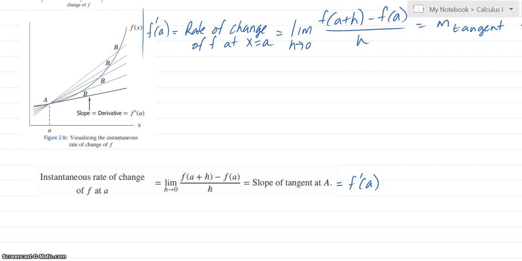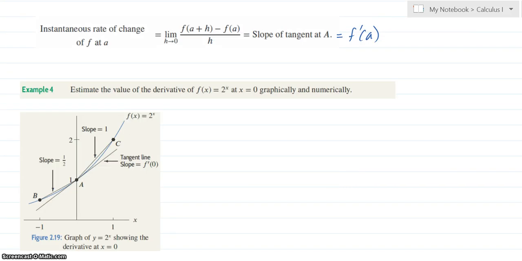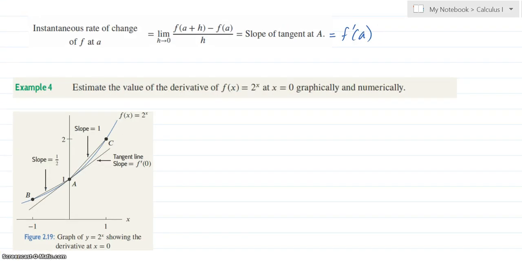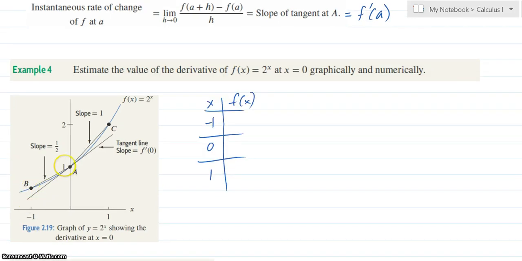Okay, let's look at an example of this. Example 4 in the book. Estimate the value of the derivative of f of x equals 2 to the x at x equals 0 graphically and numerically. Let's start with graphically. What they did here is they decided to choose -1, 0, and 1. I'm going to start with 0 and 1 because we know at 0 this is just 1, and at 1 it's just 2.